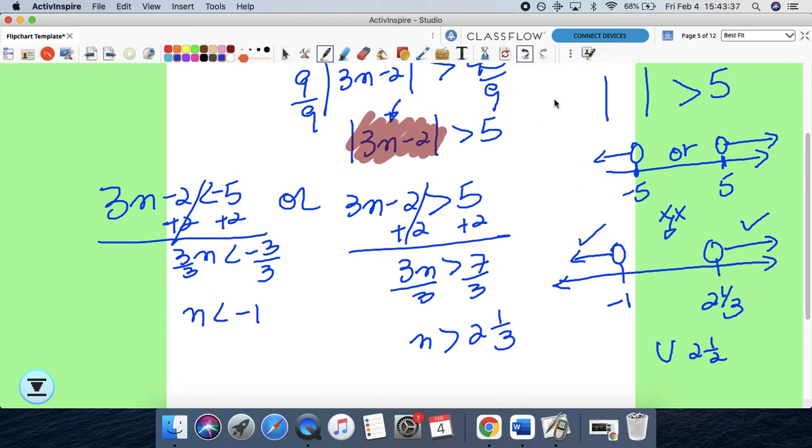So we want 2 1/3, not inclusive, and it goes all the way to infinity. And on the other side, we have negative 1, not including negative 1, and we're going to negative infinity. So that's just the notation for that. So that's it.